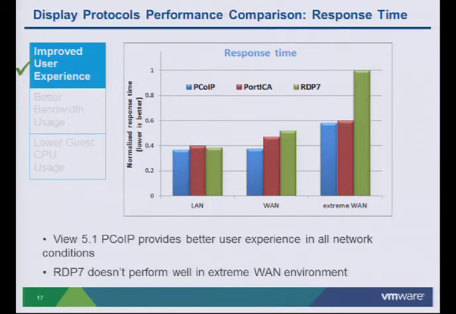Now, if you move from WAN to extreme WAN, we see that RDP latency really shoots up, whereas PCoIP and Port ICA have very good, reasonable user experience, even in extreme WAN environments.